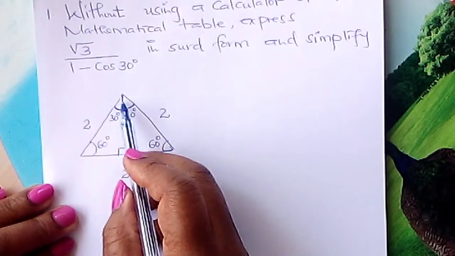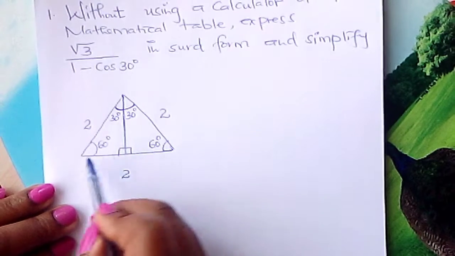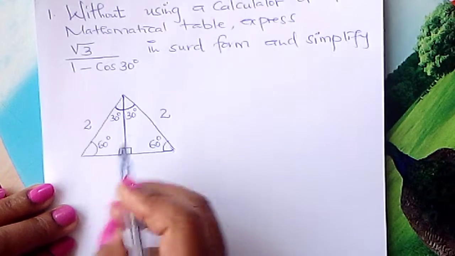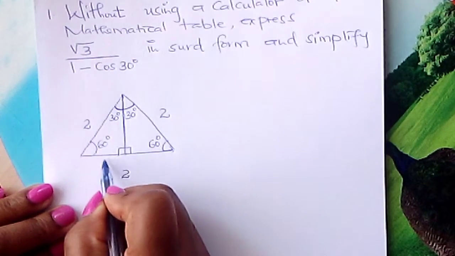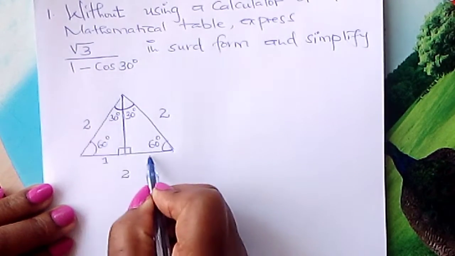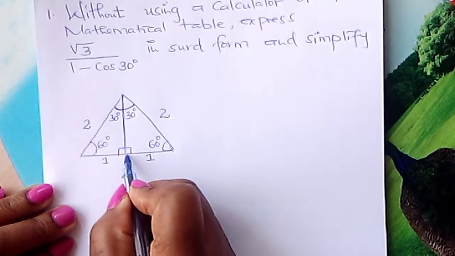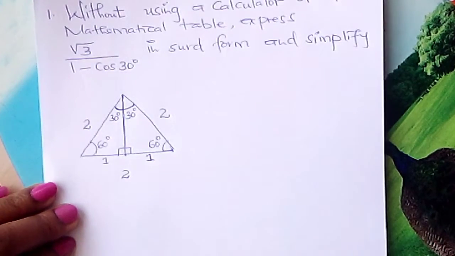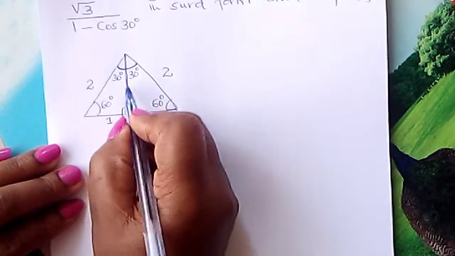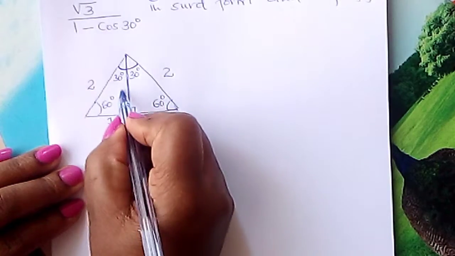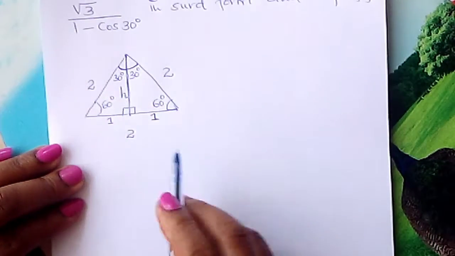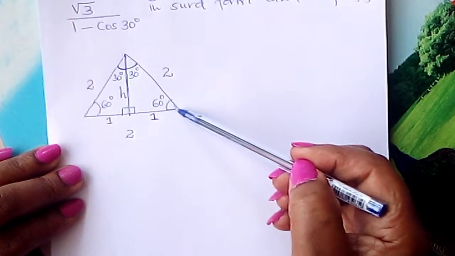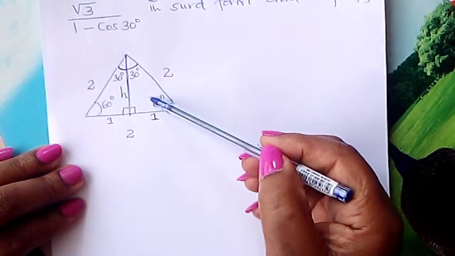At the same time, this perpendicular bisector, learner, divides the base into 2 equal parts. So 2 divided by 2, from here to here it will be 1. From here to here it will be 1. So 1, 1. After that, learner, you get your height here, the perpendicular height. Call it h. You get it using Pythagoras theorem. You use one of these right-angled triangles, either this or this.